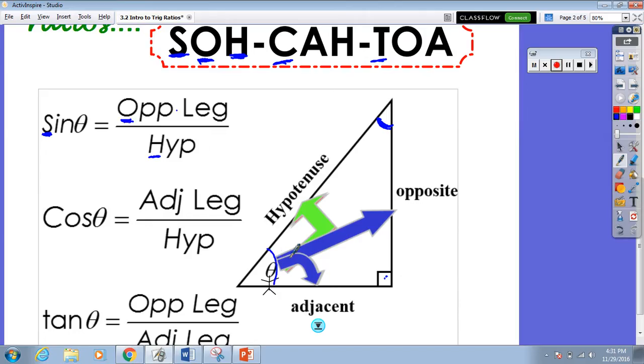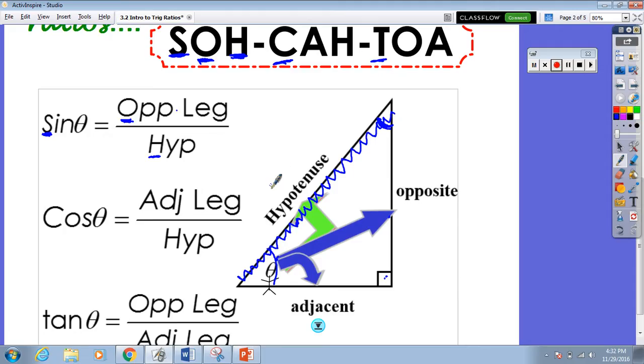So if you're looking at it from the perspective of theta down here, opposite is the side that, if you drew a line from that angle, what side would you touch? That would be this side. So this side of the triangle represents the opposite side. Hypotenuse is always the diagonal side. And remember, we talked about this when we did Pythagorean's theorem. The hypotenuse is always across from your right angle.